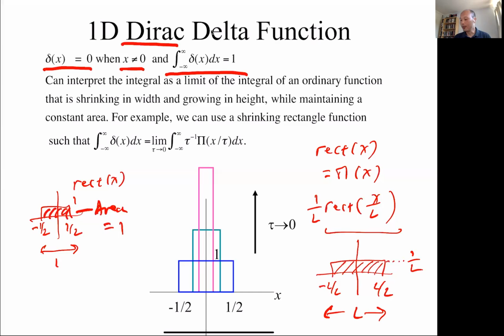Okay. So in this case, we're making L go to 0. Then, taking the limit as L goes to 0, I'm shrinking the width of the rect function, but to keep the area equal, I've got to make 1 over L bigger and bigger. So you can think of the Dirac delta function as the limit of this function as L goes to 0. That's the intuition. It's just a very, very narrow object to represent an impulse.